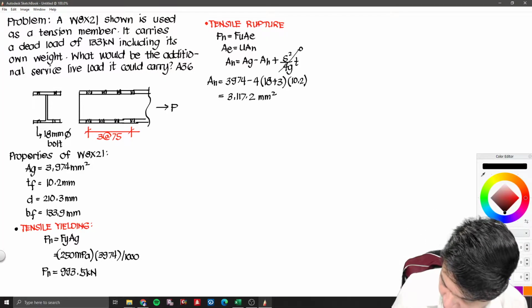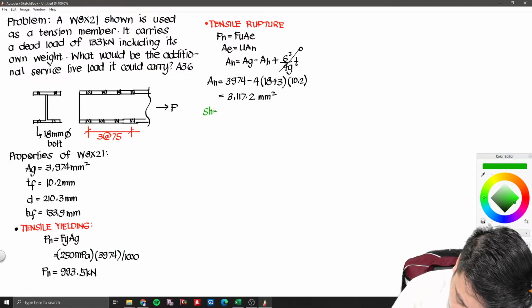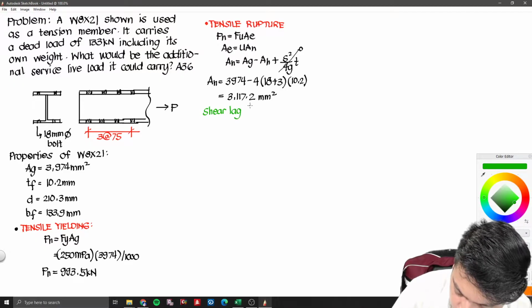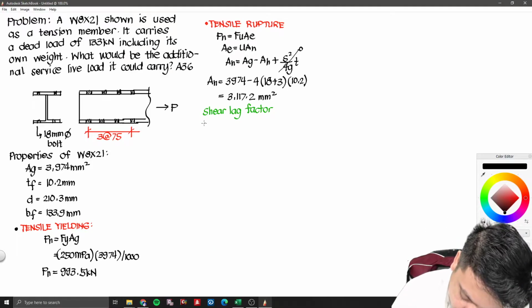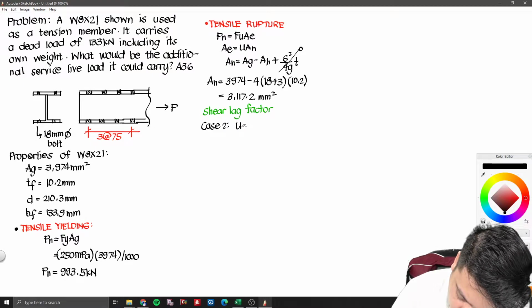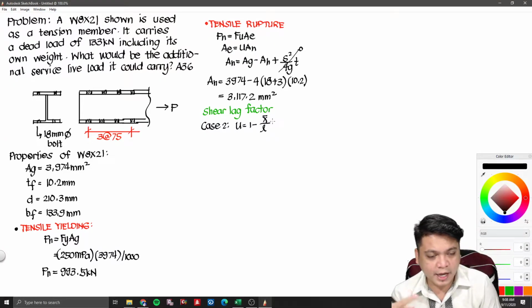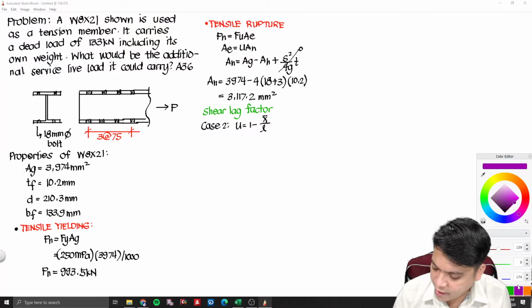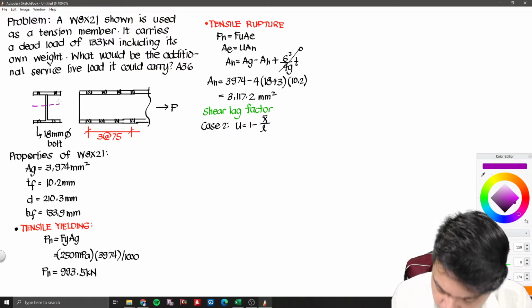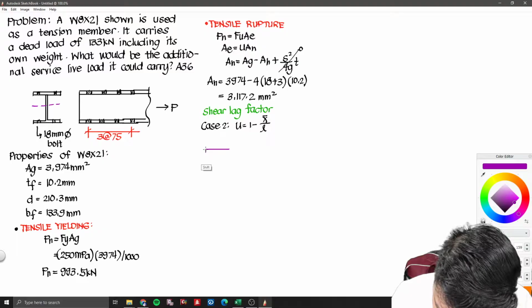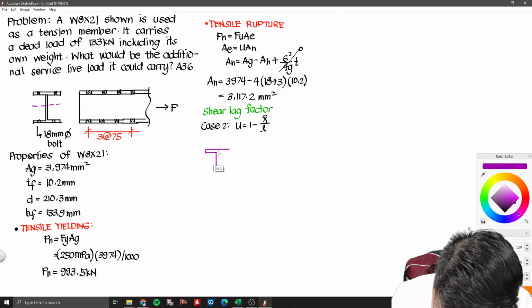So to get the value of Ae, we need to find the effective shear lag factor U. We need to solve for this shear lag factor. So meron tayo una, case 2. Case 2 natin, yung U natin equals to 1 minus bar x all over the L. Kaya lang, for the W section, ang ginagawa natin, kukunin natin yung kalahati niya, no? So pag kinuha ko yung kalahati, it would be on this figure. So parang ganyan magiging figure mo.